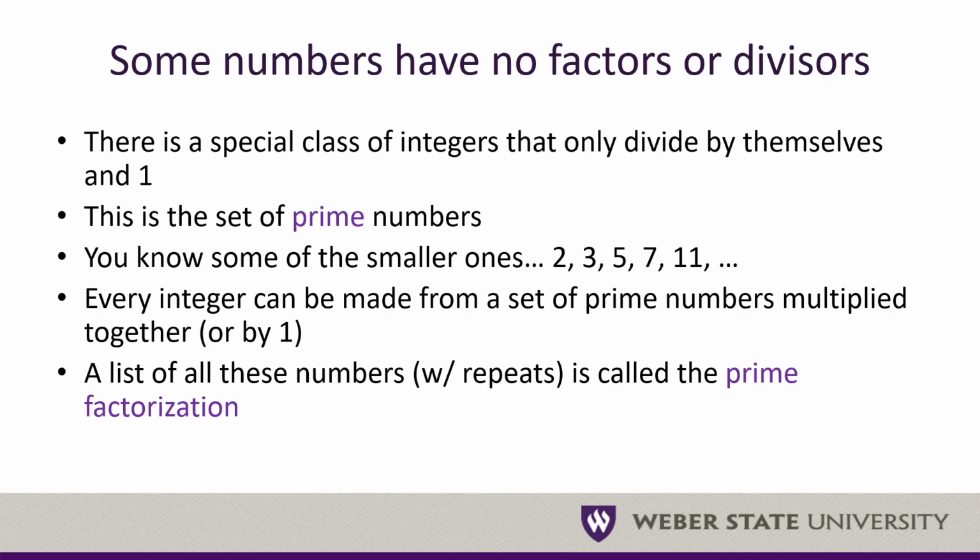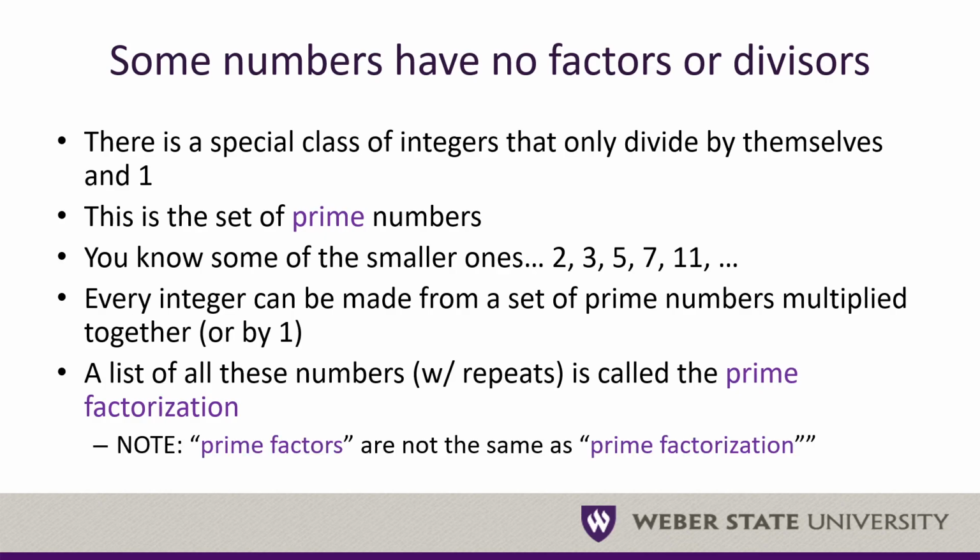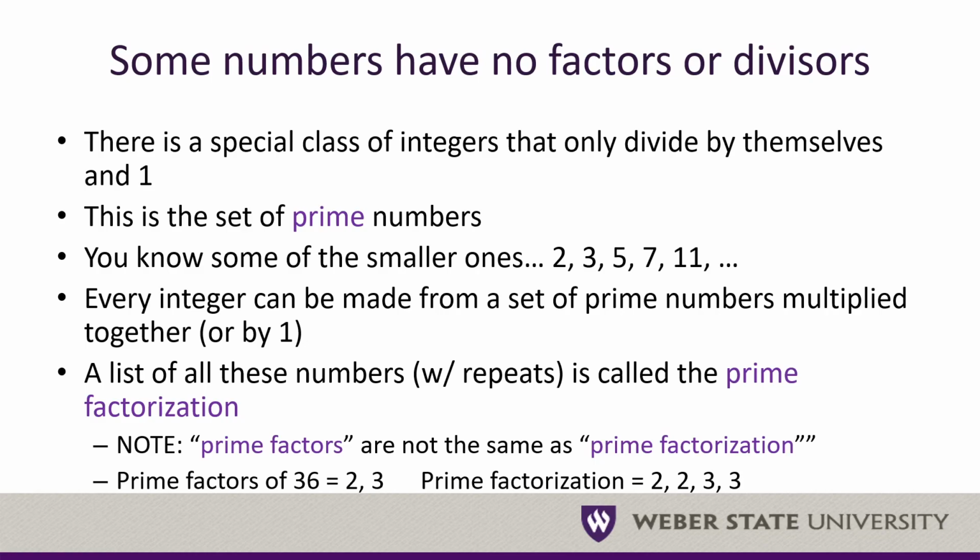So it'd be the set of numbers that, if you multiply them together some number of times, once or more, then you get the right thing. So the key thing here is that prime factors are not the same as prime factorization. As an example, if I have 36, the prime factors are 2 and 3. The prime factorization is 2, 2, 3, 3. 2 times 2 is 4, times 3 is 12, times 3 is 36.